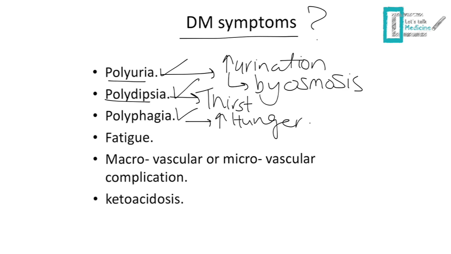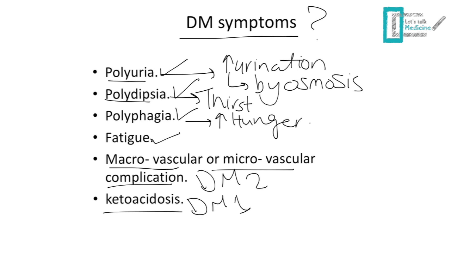Also, patients with diabetes may feel fatigue. They might present with macrovascular or microvascular complications. This is mainly with type 2 diabetes, or they might present with ketoacidosis as in type 1 diabetes. These two we'll talk about later in more detail. In fact, there are more symptoms of diabetes like weight loss, recurrent infection, or skin manifestations like acanthosis nigricans, or non-specific symptoms, which is one of the main causes of the high percentage of undiagnosed or underdiagnosed diabetes, as we mentioned earlier.